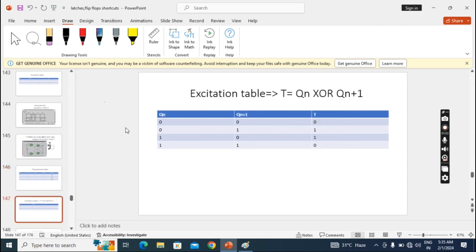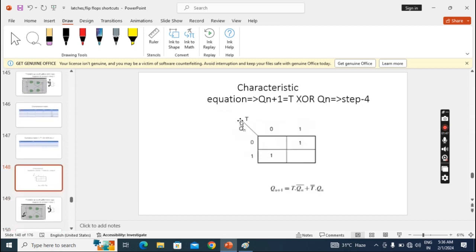This is the excitation table. One thing we can observe in the excitation table: when we apply the XOR operation to Qn and Qn plus 1, T matches the XOR output. See, here same 0, below also same 0, but in the second and third conditions 0 1 and 1 0 are different, so we are getting 1. That we have to observe. And this is the characteristic equation: Qn plus 1 equals T XOR Qn.